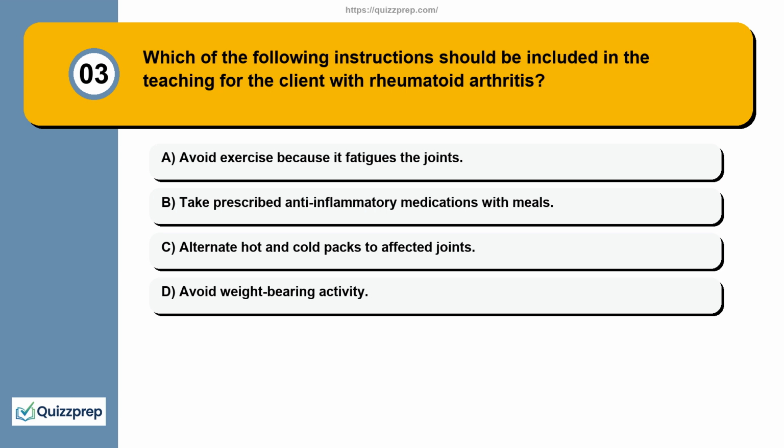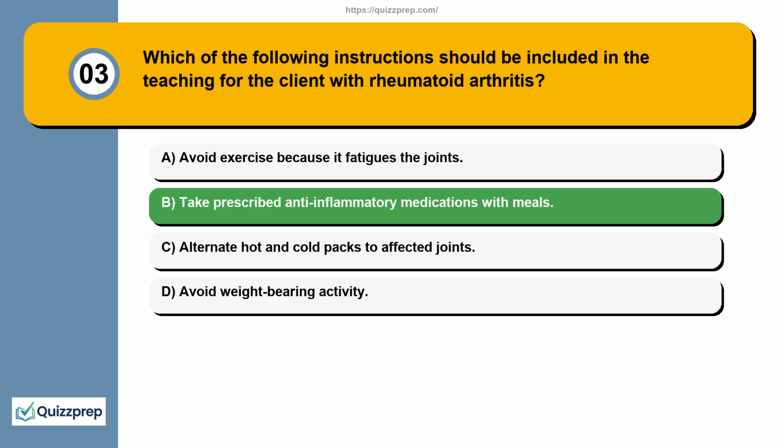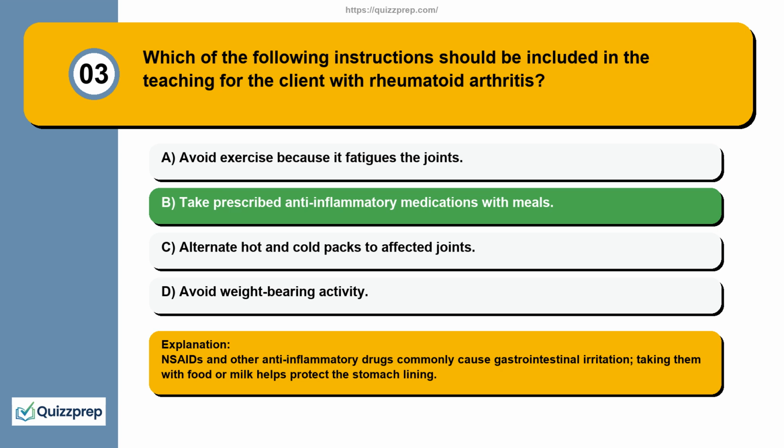Question 3. Which of the following instructions should be included in the teaching for the client with rheumatoid arthritis? Avoid exercise because it fatigues the joints. Take prescribed anti-inflammatory medications with meals. Alternate hot and cold packs to affected joints. Avoid weight-bearing activity. NSAIDs and other anti-inflammatory drugs commonly cause gastrointestinal irritation. Taking them with food or milk helps protect the stomach lining.